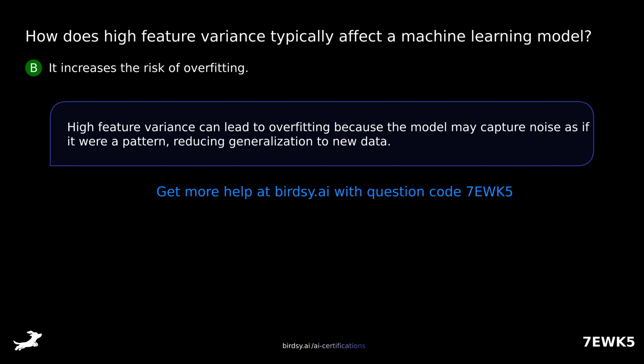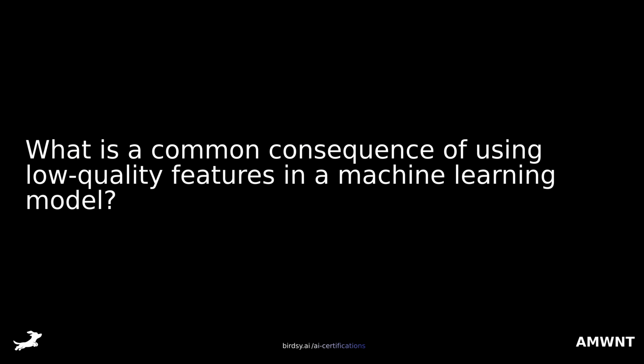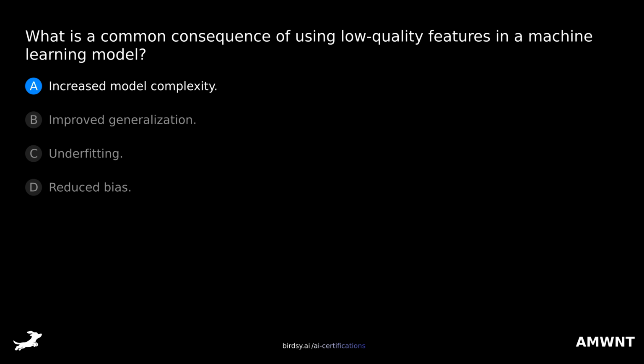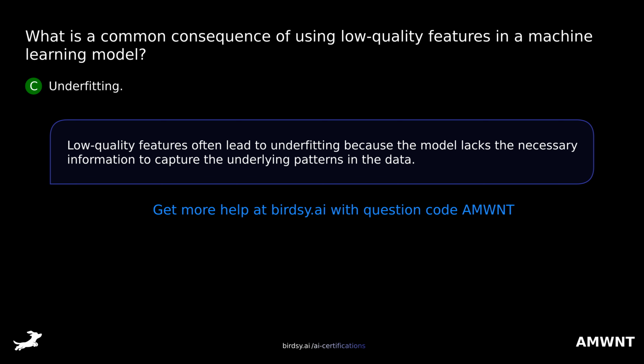generalization to new data. What is a common consequence of using low-quality features in a machine learning model? Is it A, increased model complexity? B, improved generalization? C, underfitting? Or D, reduced bias? The answer is C, underfitting. Low-quality features often lead to underfitting because the model lacks the necessary information to capture the underlying patterns in the data.